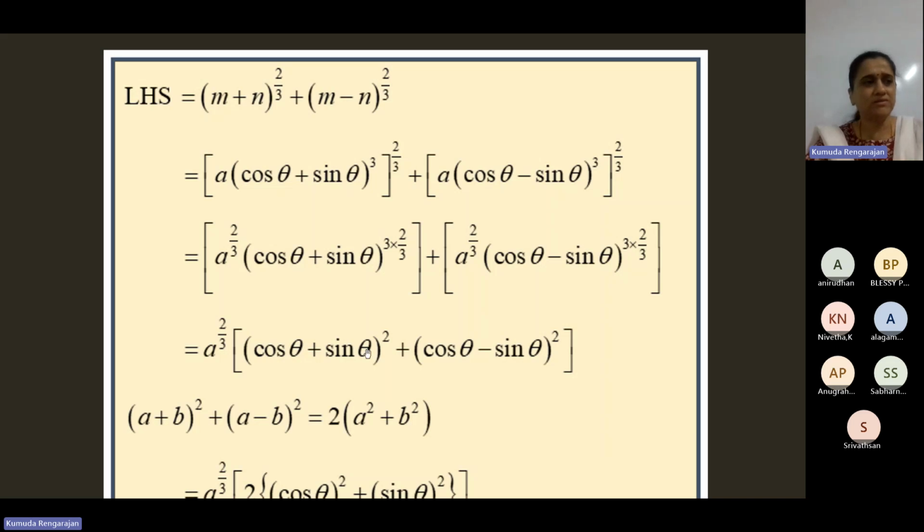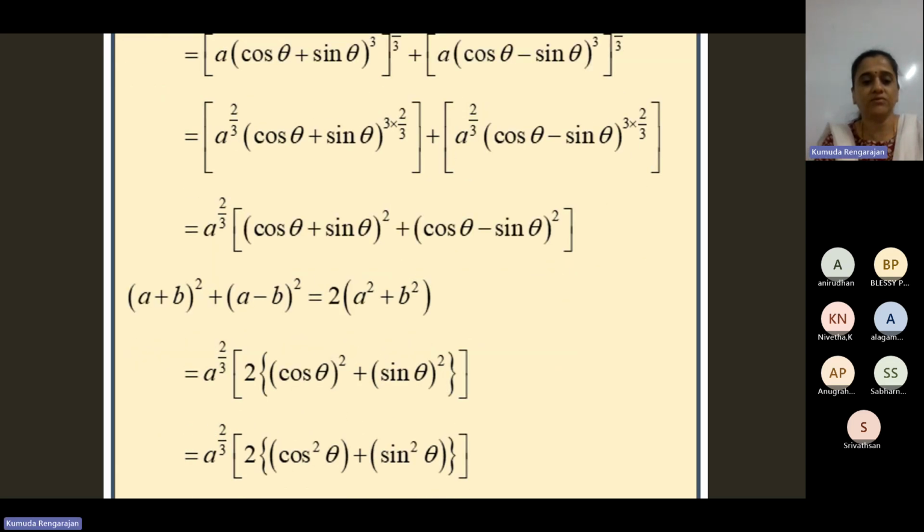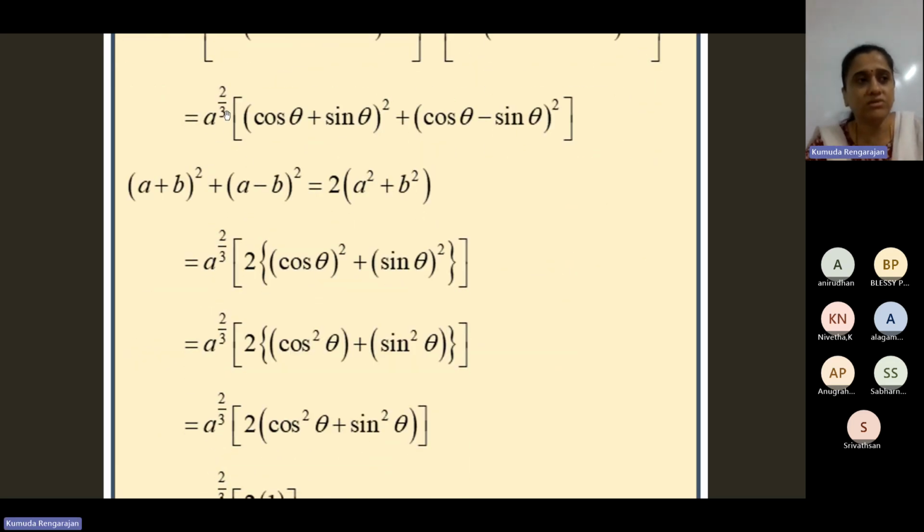So now you can expand this if you want, or use the identity: A plus B the whole square plus A minus B the whole square is equal to 2 of A square plus B square. So this A to the power 2 by 3, common, is outside here, and this one is 2 into A square plus B square.